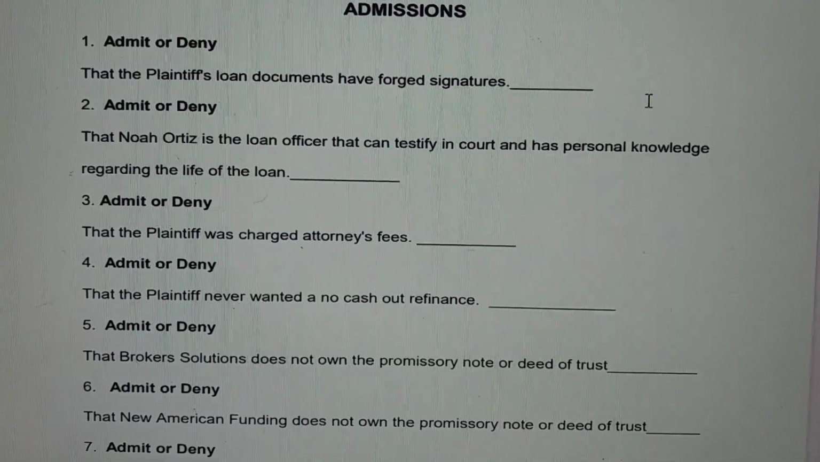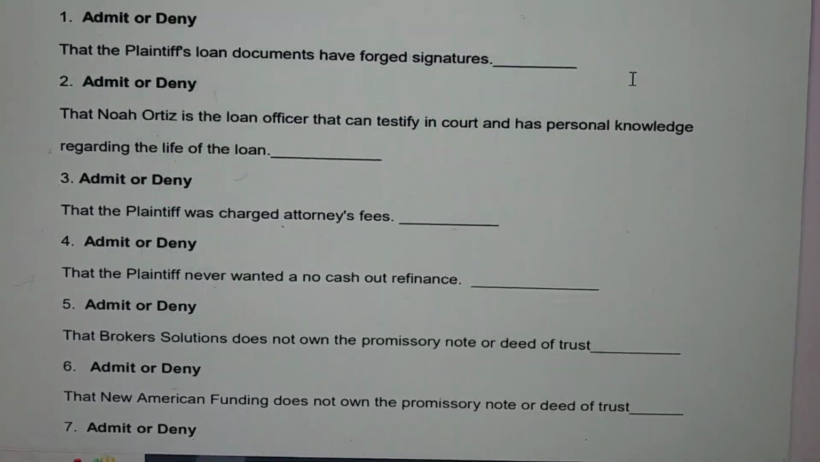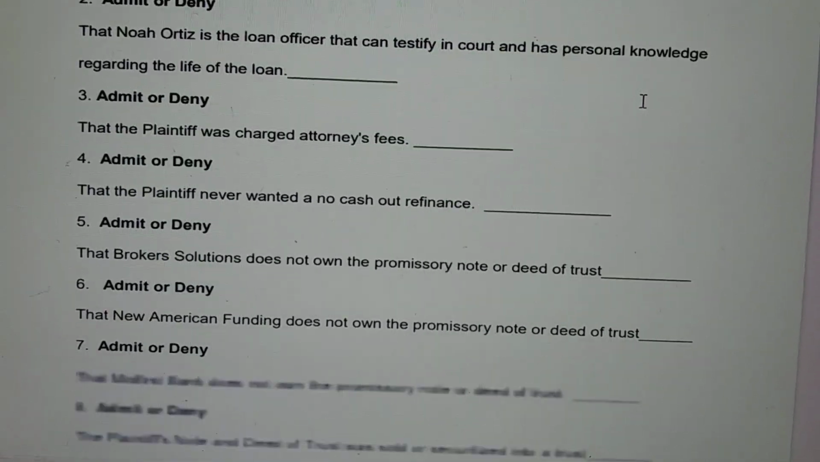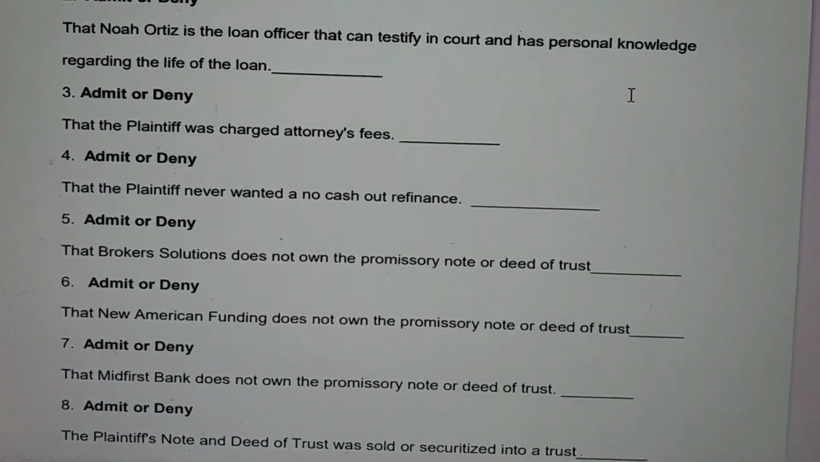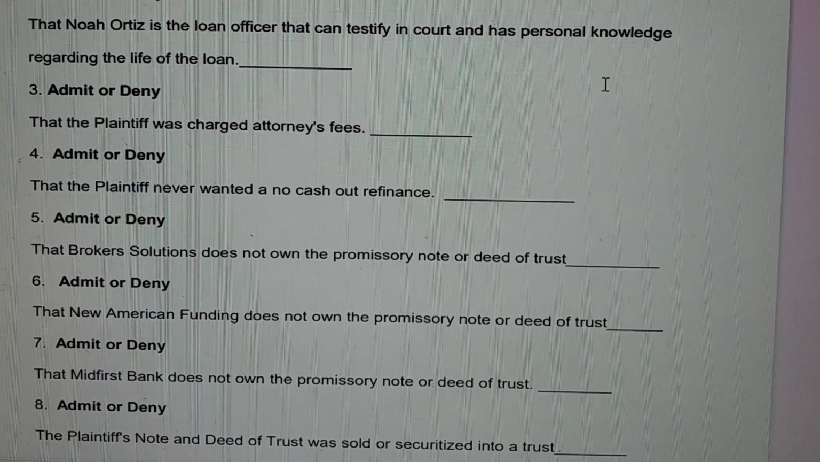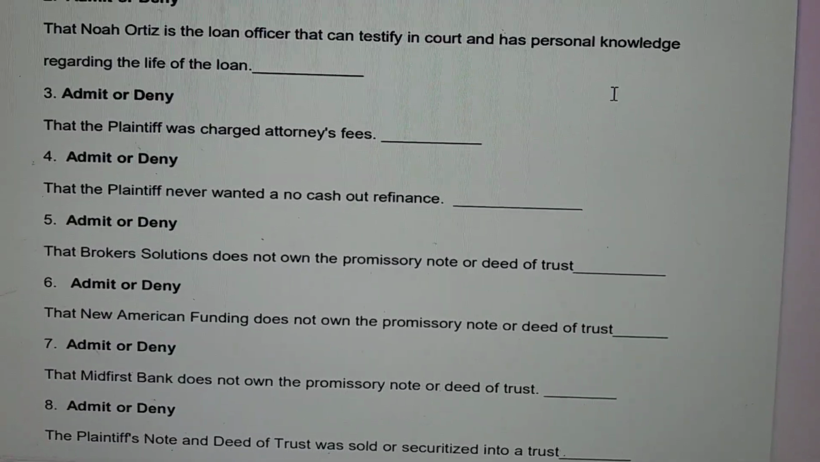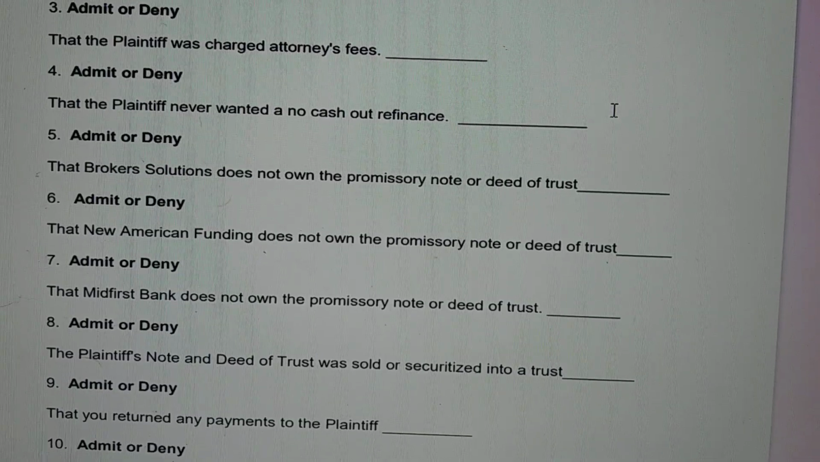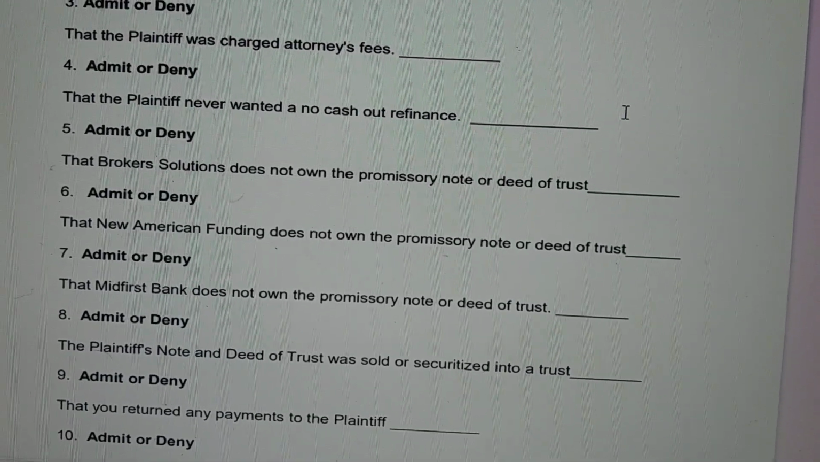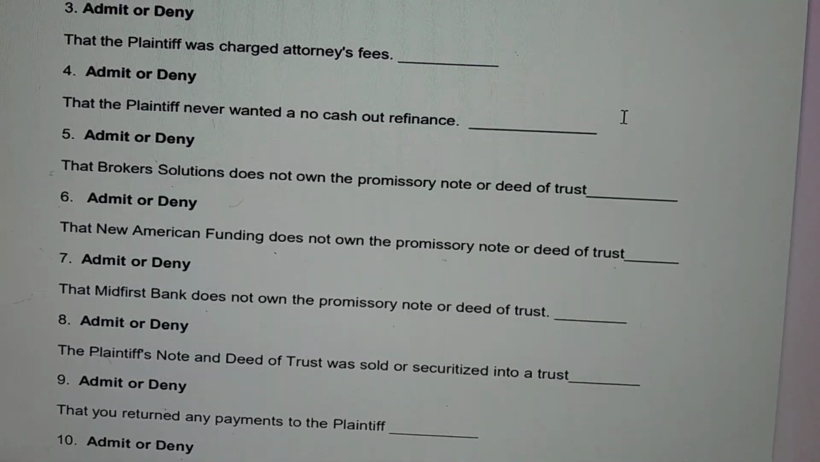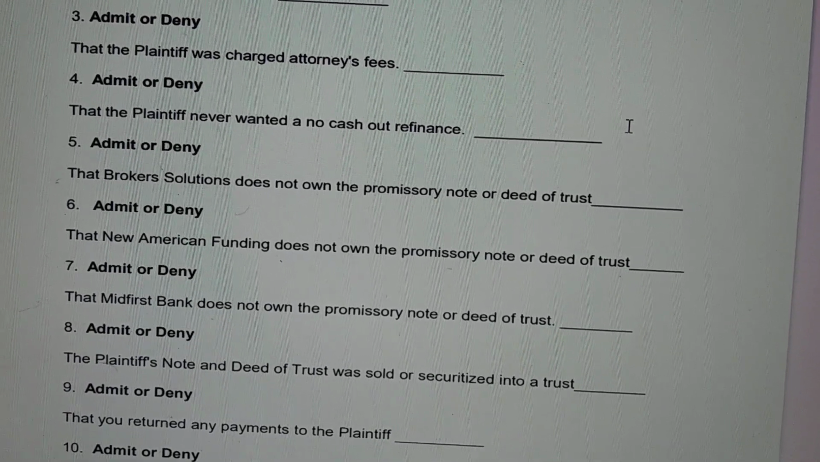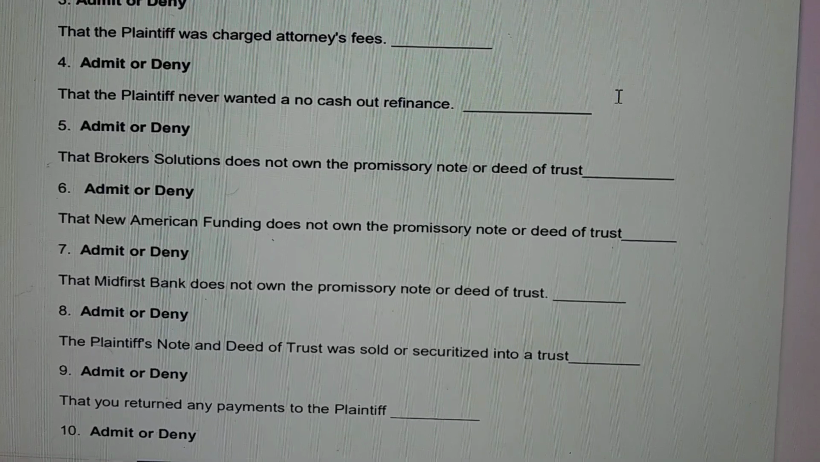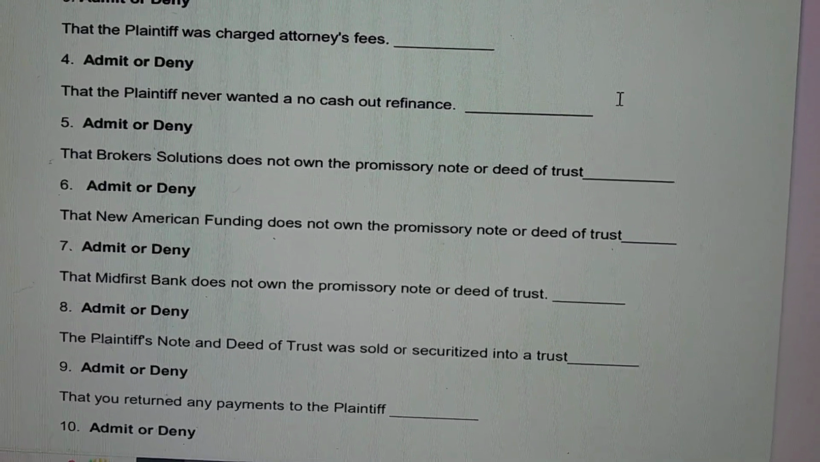Number 5, that Brokers Solutions does not own the promissory note or deed of trust. Number 6, that New American Funding does not own the promissory note or deed of trust. Number 7, that MidFirst Bank does not own the promissory note or deed of trust. And then number 8, that the plaintiff's note and deed of trust was sold or securitized into a trust.